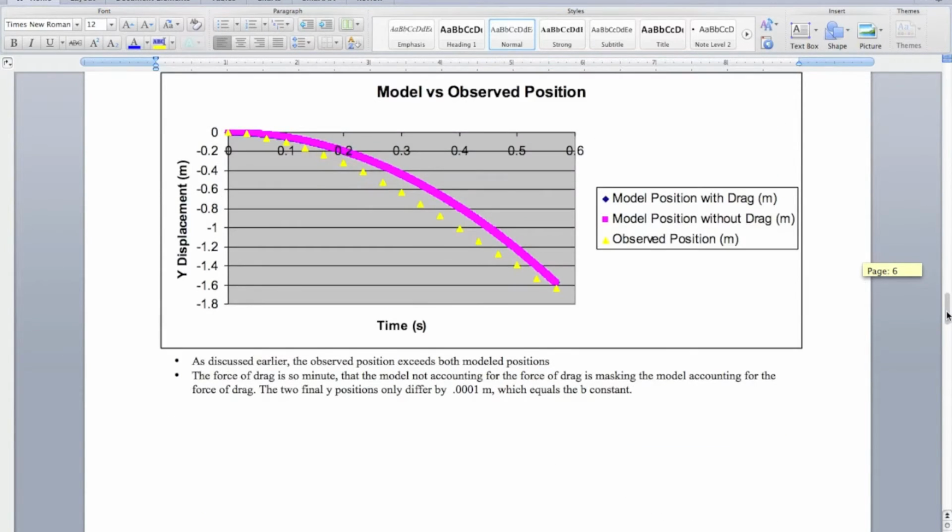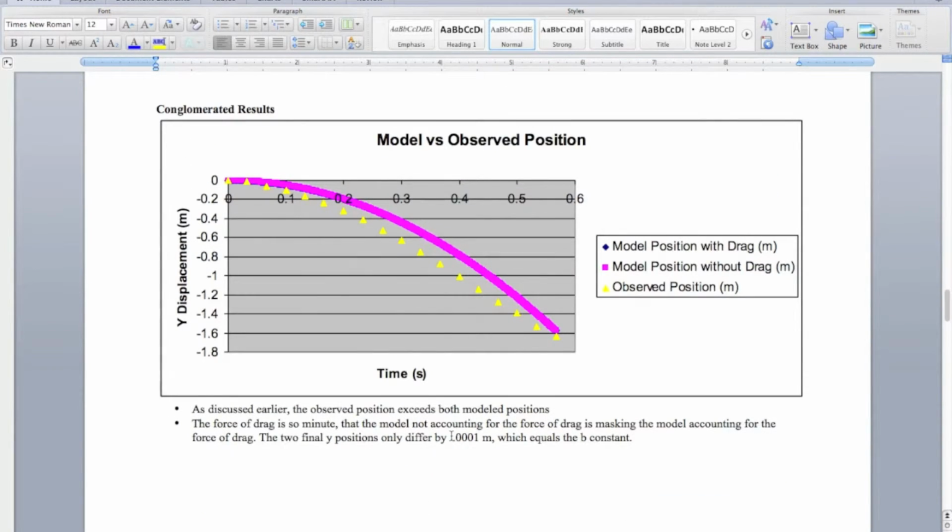Here are the conglomerated results. As discussed earlier, the observed position exceeds both modeled positions, and the force of drag was so minute that the model not accounting for the force of drag is masking the curve of the model accounting for the force of drag.